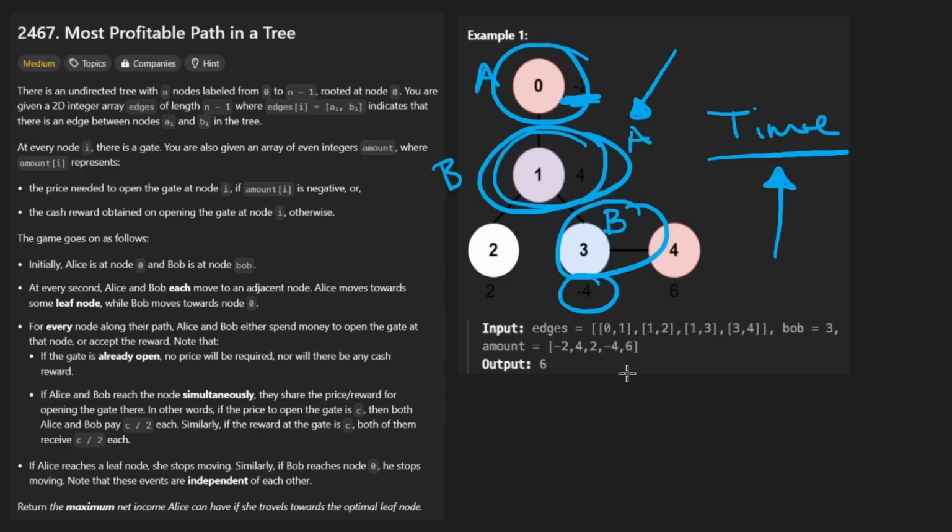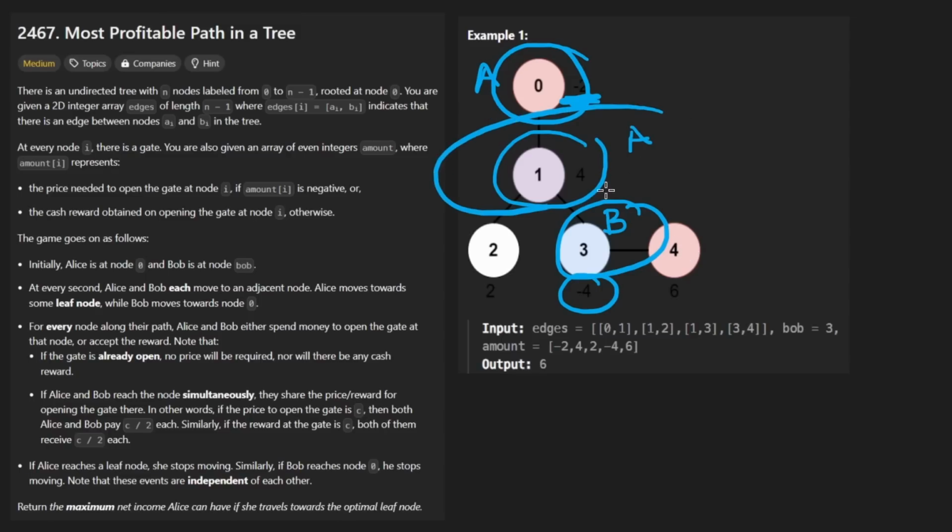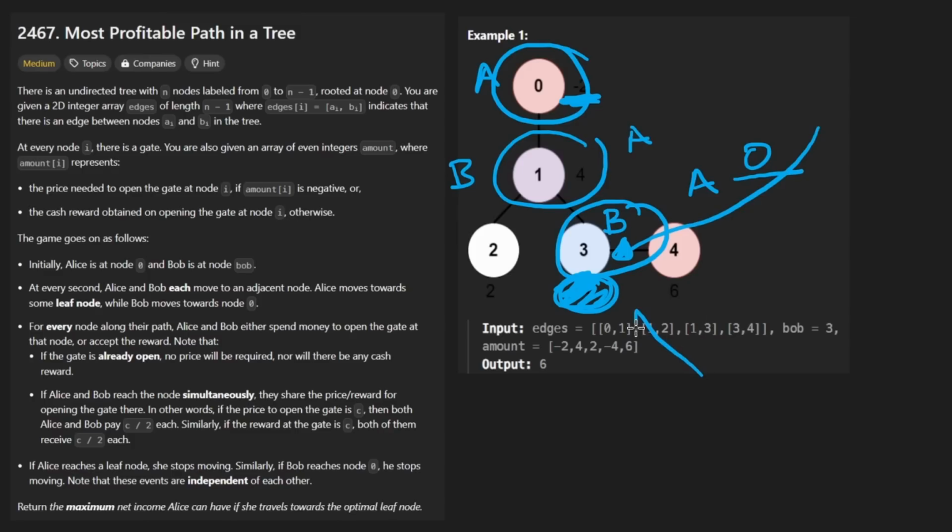Now, also, it's true that if Alice lands on a node, suppose Alice was here and Bob, they share the profit, and then Alice ends up over here, she visits a node that Bob's already taken from. Well, then Alice cannot take anything from this node. She's going to get a profit of 0 from that node. Or maybe if there was a loss from that node, she's still going to have a loss of 0 from that node. Bob already visited it. He already took everything. Alice has nothing left.